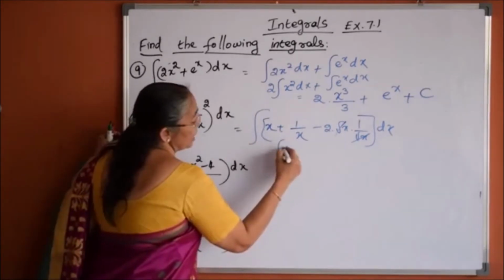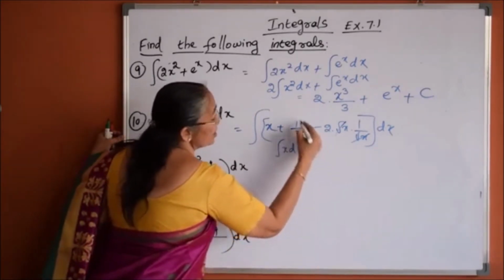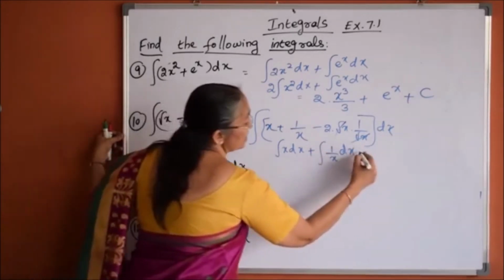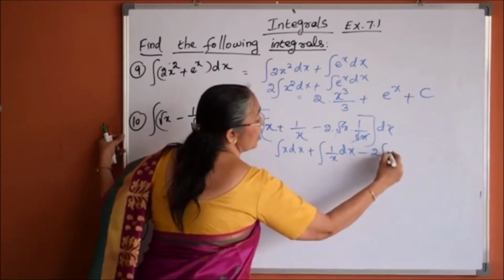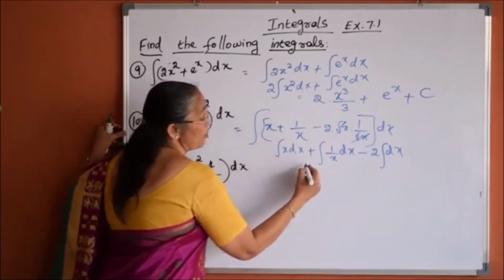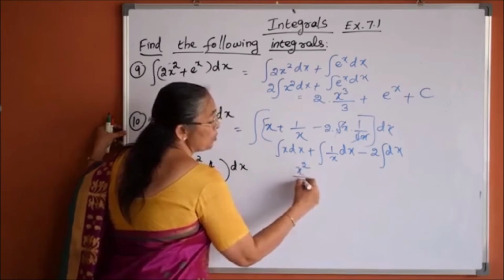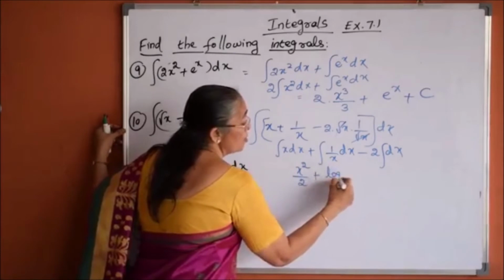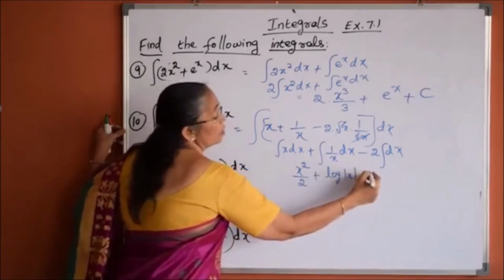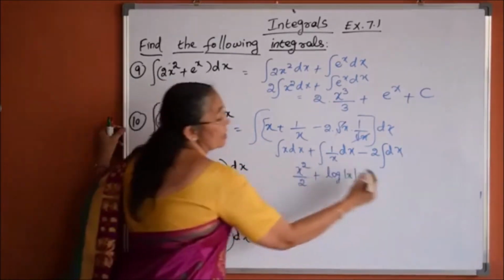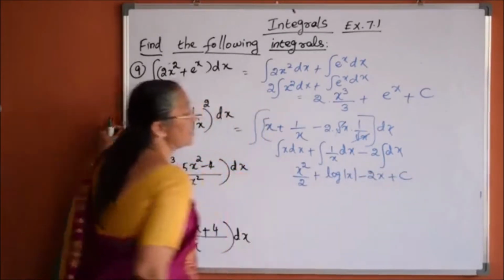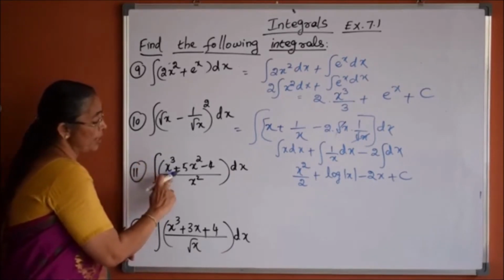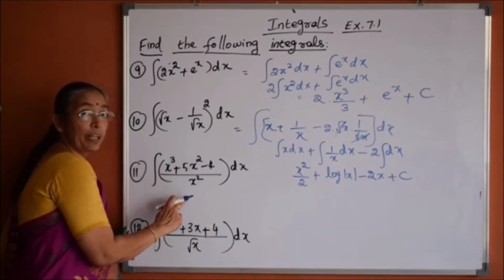Now integration of x dx plus integration of 1 by x dx minus 2 times of integration of dx. So integration of x dx is x square by 2. Now integration of 1 by x dx is, by the formula, log mod x, minus 2 into integration of dx is x, plus constant c. Now, problem number 11, integration of x cube plus 5x square minus 4 divided by x square.